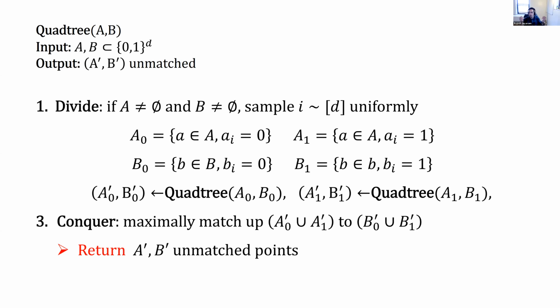And notice that if A and B, the input, were the same size, we never return anything unmatched because we're always matching up things as many as we can arbitrarily. So this is the entire quadtree algorithm. I'll give a second to ask questions, but before I do that, I want to just show a picture of the algorithm because I think the algorithm is much more intuitive by picture.